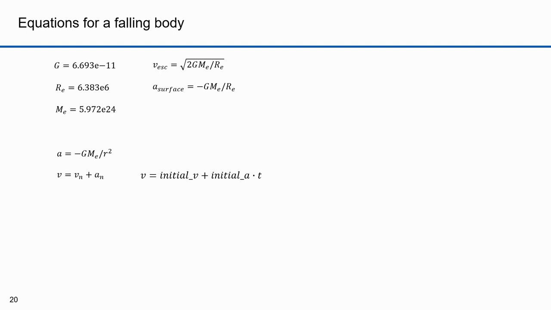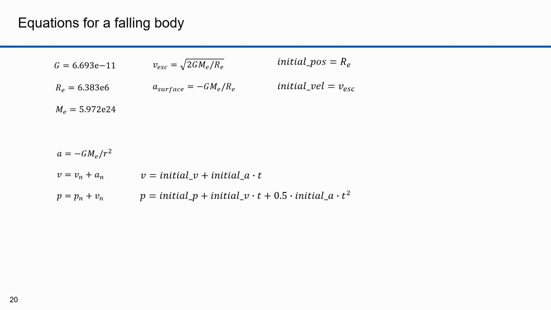Acceleration is the change of velocity over time. That means that the velocity at time n is the velocity at time n minus one plus the acceleration at time n. And here's the formula for position. It takes the initial position plus the initial velocity times t plus 1/2 the initial acceleration times t squared. This again assumes a constant acceleration. Velocity is the change in position over time. So the position is the position at time n minus one plus the velocity at time n. And the initial position will be the radius of the Earth. And the initial velocity will be the escape velocity.